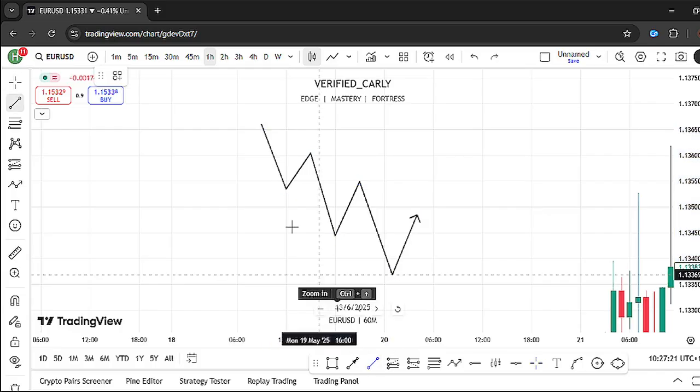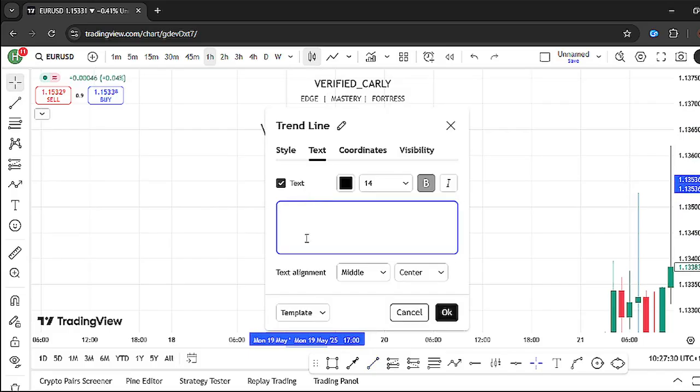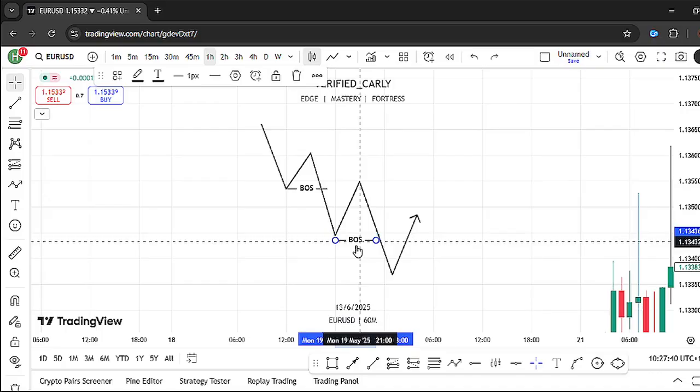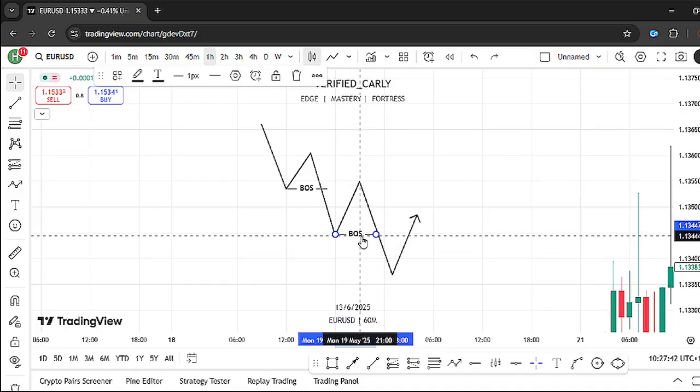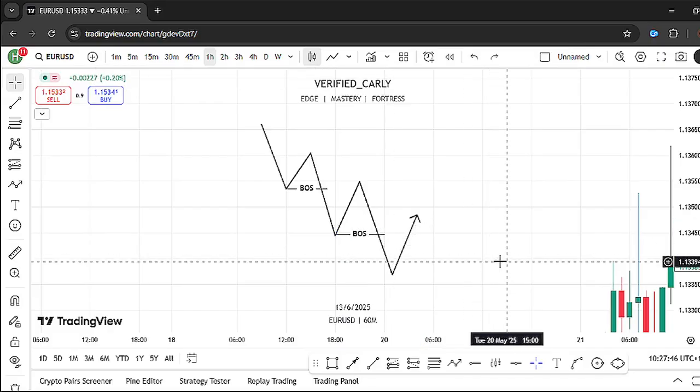Still, price broke this swing low. I told you earlier this is a swing low. So price broke this low to the downside, and we call that break of structure, BOS. Don't forget, guys, BOS simply means break of structure. So we have another break of structure here, and we have another break of structure here.